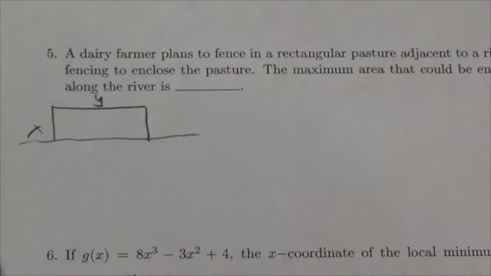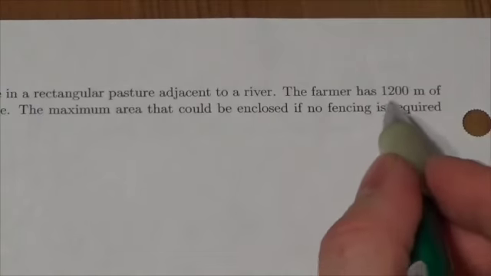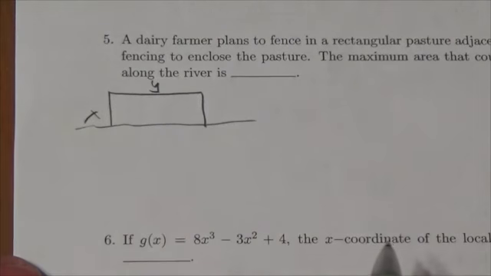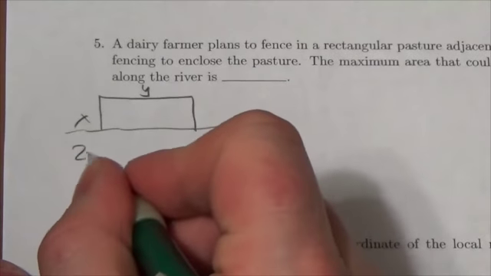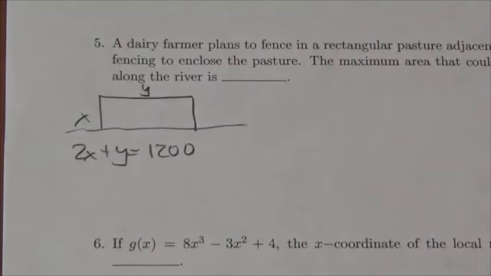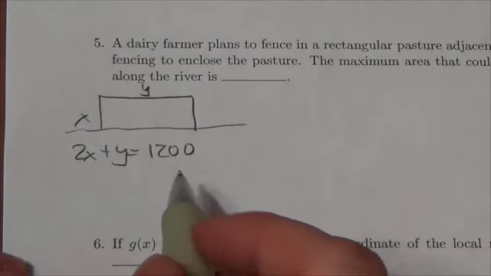So remember the 1,200 meters of fencing here. That 1,200 meters becomes the perimeter. But I'm not using the perimeter of the entire rectangular area here. I'm just getting that 2x plus y is equal to 1,200 meters of fencing. That's the only part of the perimeter that requires fence.